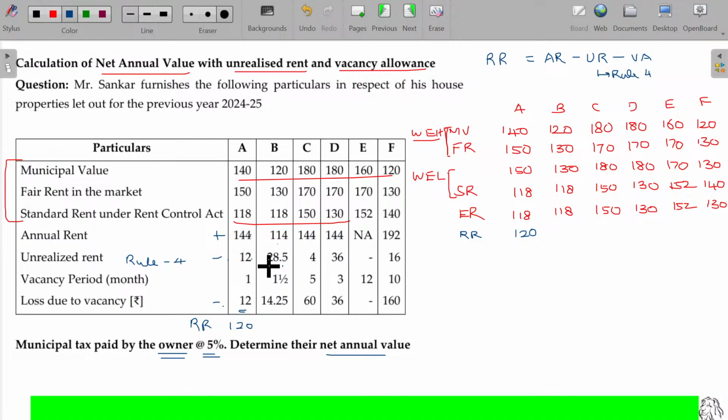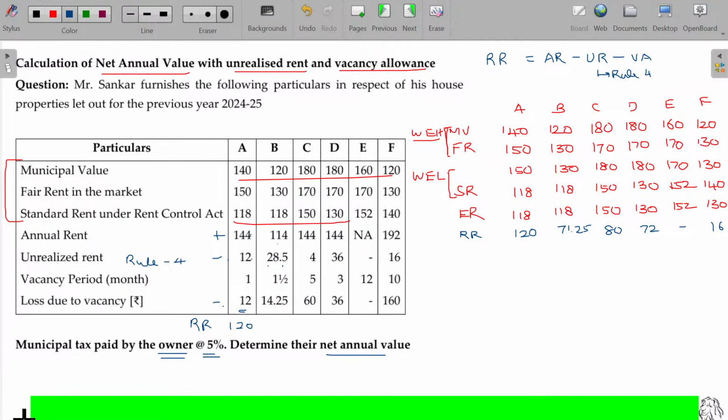You have to subtract two values, 28.5 and 14.25. 71.25. Next, 4 and 60, 64 should be subtracted. 80. Then 72, and 16 and 16.